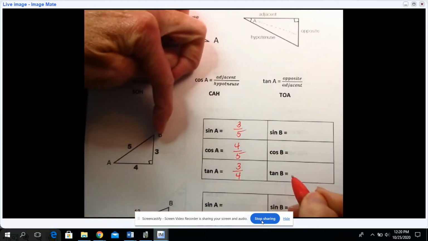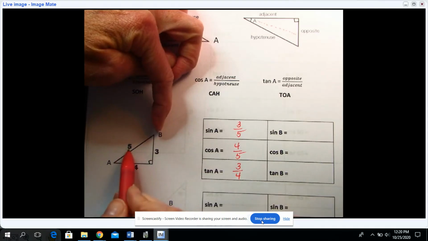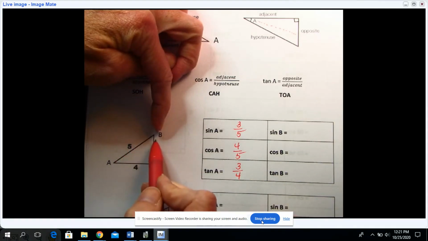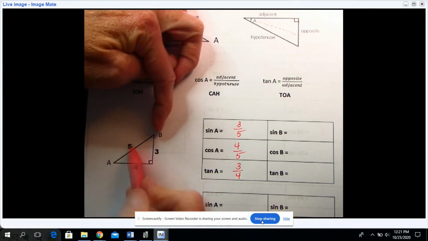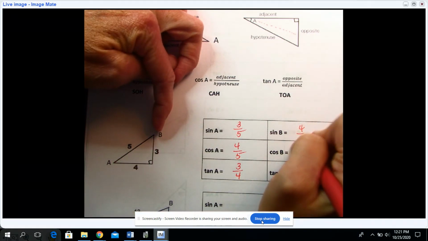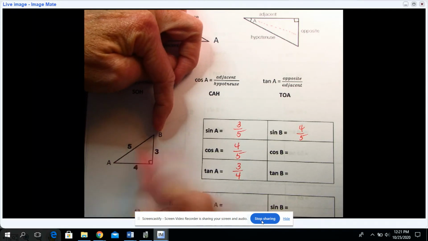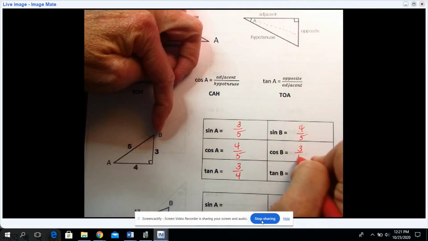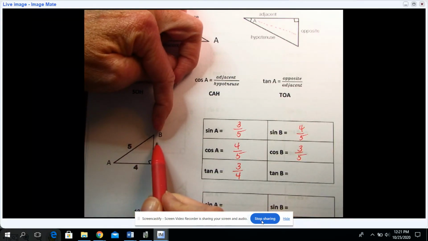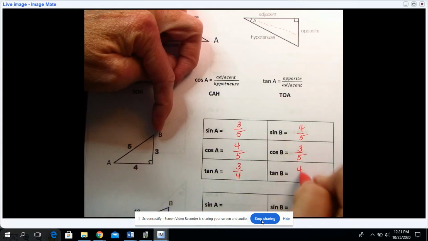Looking at B, the hypotenuse is still 5, but the sine of B is opposite over hypotenuse, which is 4 over 5. The cosine of B, if that's opposite and that's hypotenuse, then the adjacent has to be 3. So the cosine of B is adjacent over hypotenuse, which is 3 over 5. And the tangent of angle B is opposite over adjacent, which is 4 over 3.